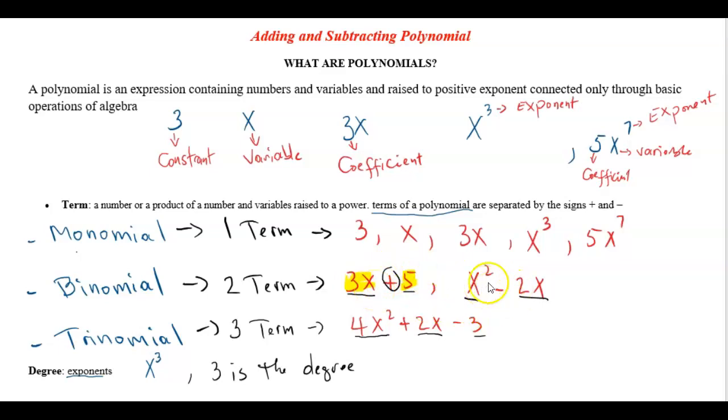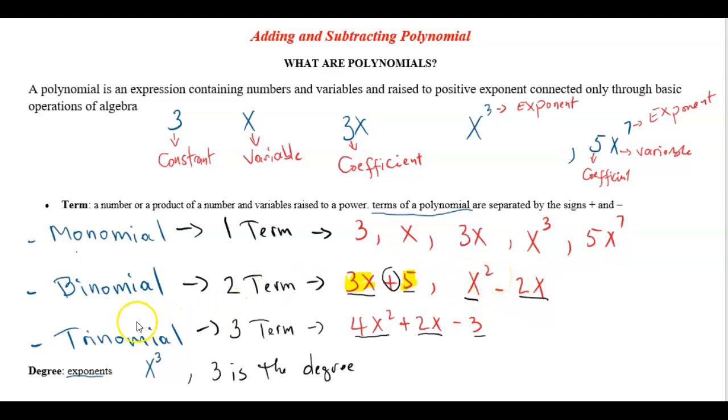Now for the second one, x squared minus 2x. The degree of the first term is 2 and the degree of the second term is 1, because remember, if there is nothing with the variable, the exponent is 1. So 2 is bigger than 1, therefore the degree of this binomial is 2.